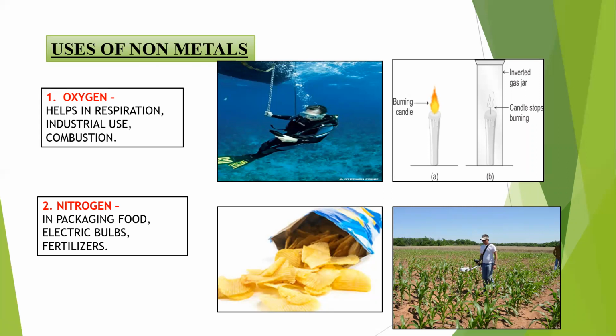Within electric bulbs also we use nitrogen, and we know nitrogen is very essential for the growth of plants because it is one of the components of the genetic material DNA.